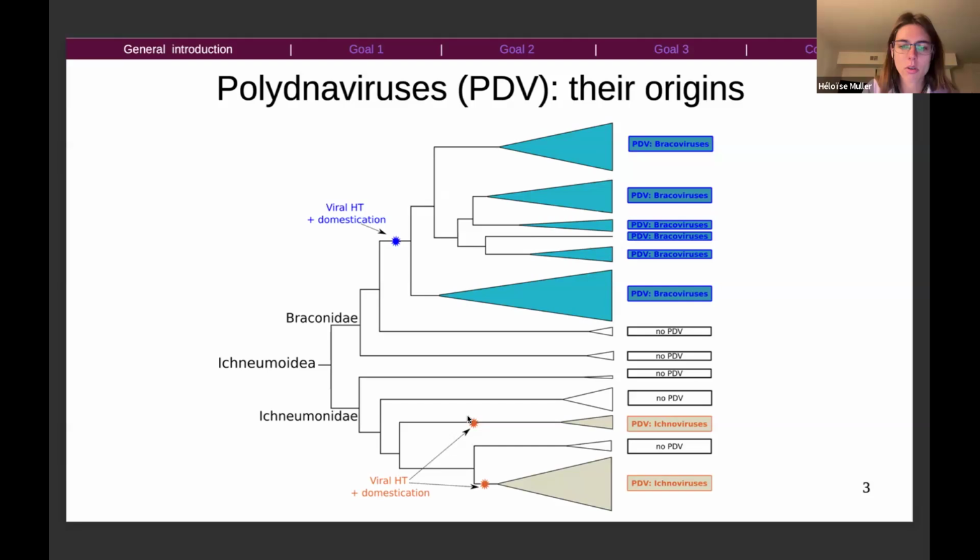Independently, you can see that there was another independent event of endogenization of another virus this time, but in the same way, it was also followed by domestication. And here again, the descending species are able to make PDV. When the PDV is found in the ichneumonid genome, we call it ichnovirus, whereas when it is found in the braconid genome, we call it a bracovirus. During my PhD, I mostly focused on the bracovirus of a single braconid wasp species.